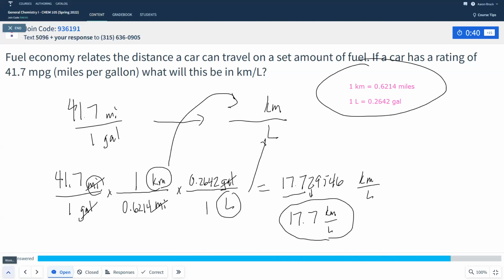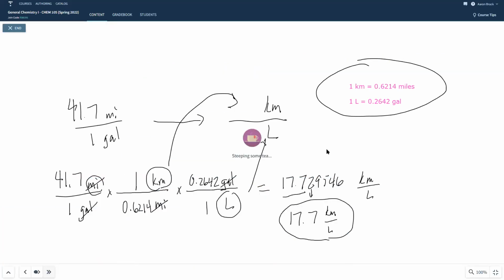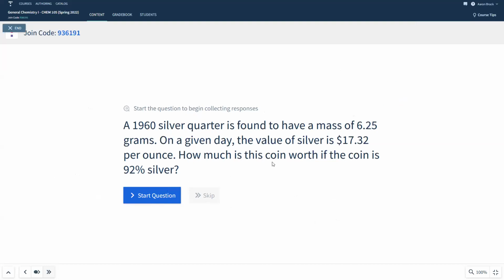All right. So let's look at one more practice problem, and then I'm going to give you some information that will be useful for you for your quiz.